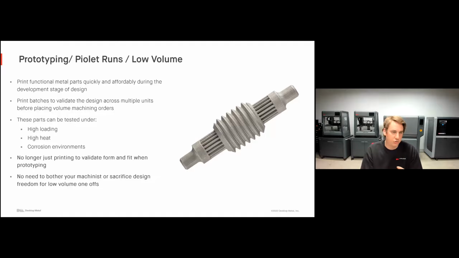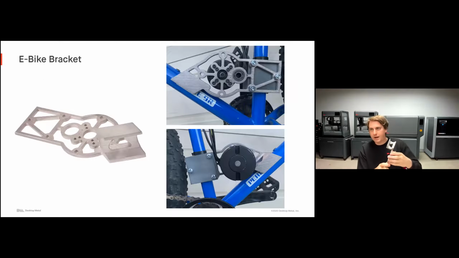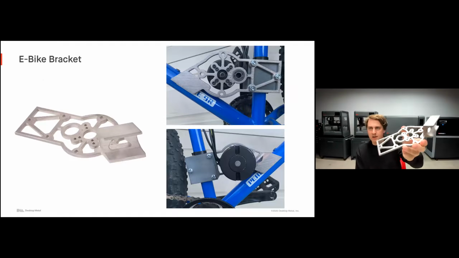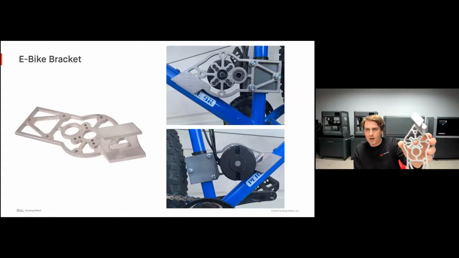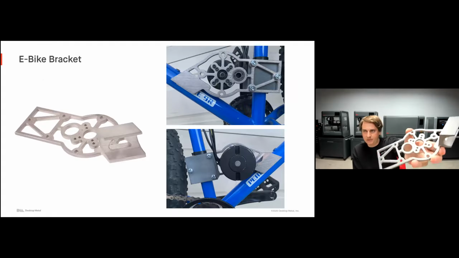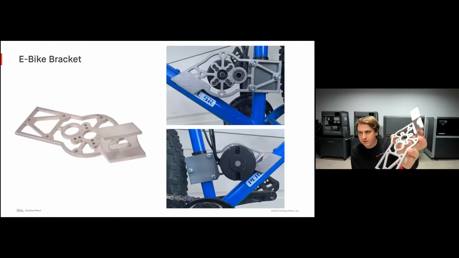Of course, there's also great value in low volume, because when we're doing low volume or runoffs or one-off parts, we don't need to bother our machinists or sacrifice our designs. We can simply just print the part, install it in the machine, and we're ready to go. Great example of that is this e-bike bracket that I have with me here. You can see this is used for holding a motor and a couple bearings, and then attaches to a bike to convert a bike into an electric bike.